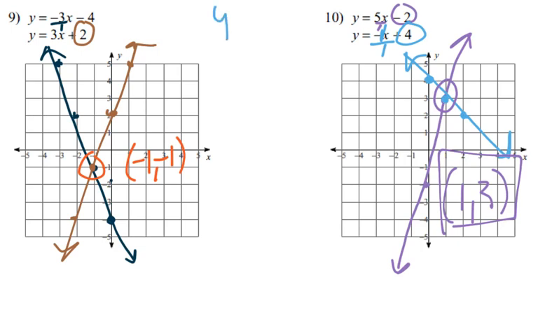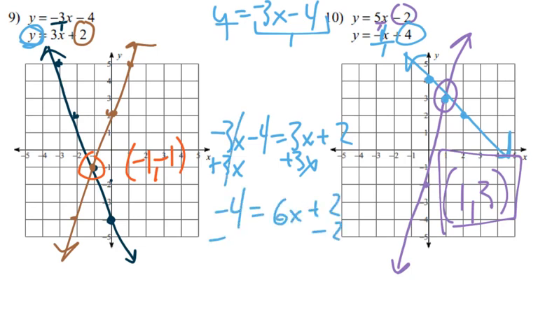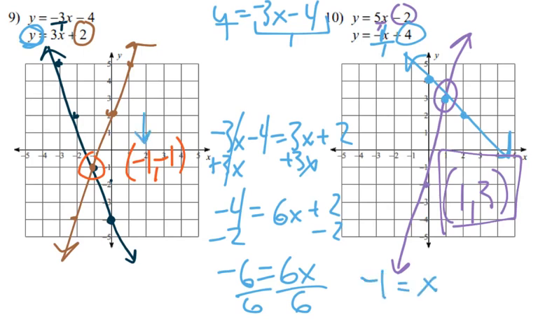Well, we could have also done substitution. Because I know that this is equal to y, I just replace this y with this. So I get -3x minus 4 would equal 3x plus 2. So I could have added 3x to both sides, giving me -4 equals 6x plus 2, subtract 2. -6 equals 6x, divided by 6, and we would have got -1 equals x, okay, which matches up.